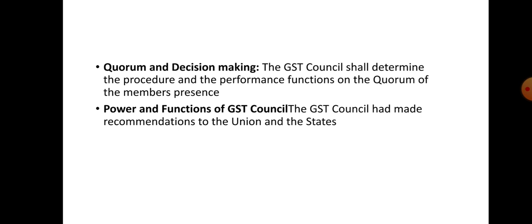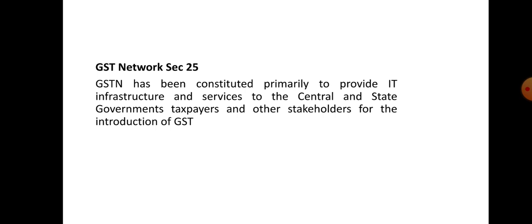Next, the powers and functions of the GST Council. The GST Council makes recommendations to the Union and to the states on the following: the administration of the GST laws, specifying the taxes to be levied by the central and the states and also the union territories that come under the GST regime, specifying the GST rates, specifying the goods or services or both that will be subjected to or exempted under the GST regime, specifying the threshold limits for registration and for payment of taxes for the supplier or the dealers, and the apportionment of IGST.